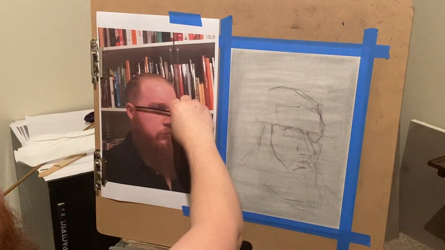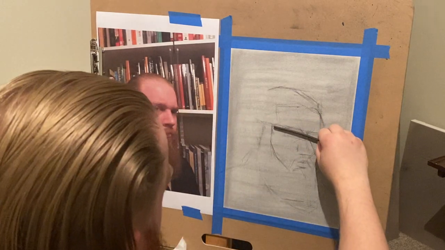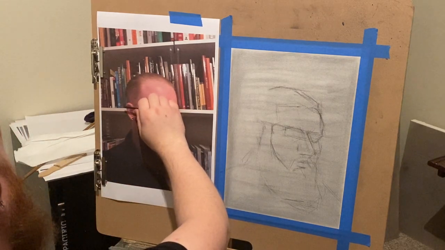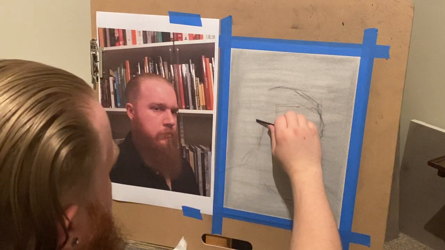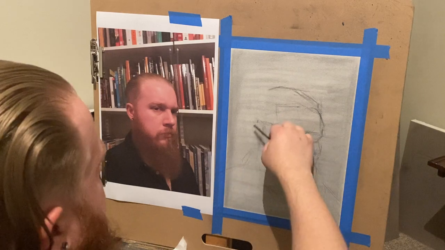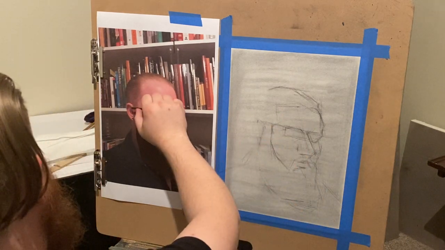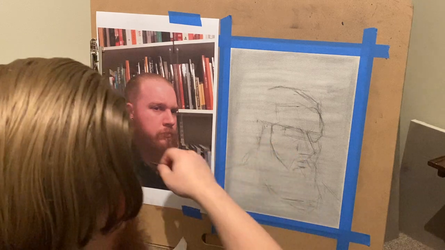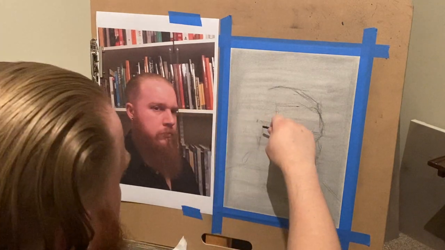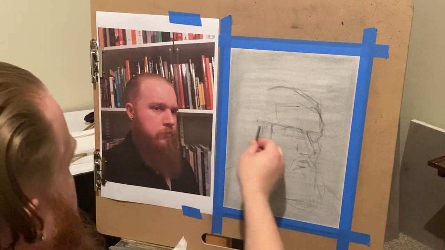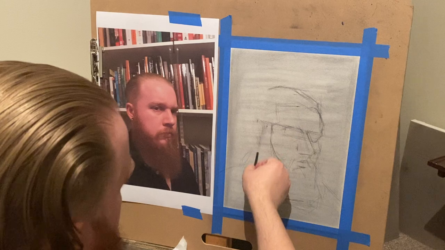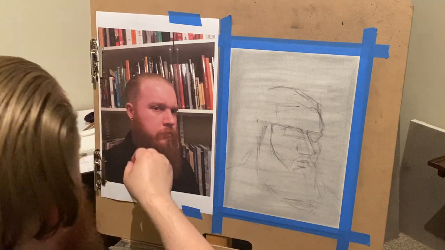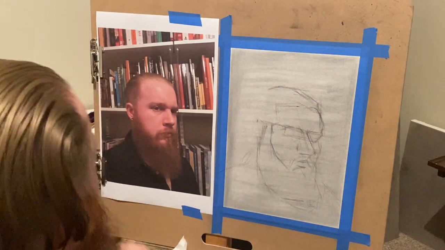So that's pretty close. Broke a piece of my vine off, but that's all right. It's fairly fragile, and that's okay. So yeah, my sideburn got a little too wide there. All right, so there we go.